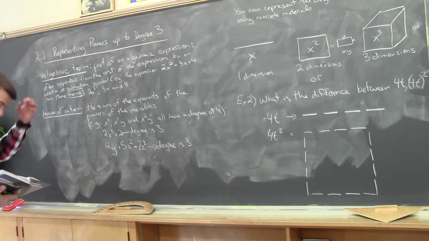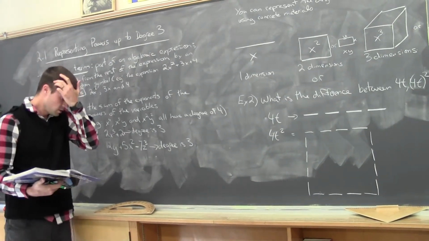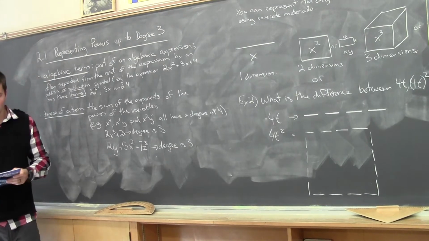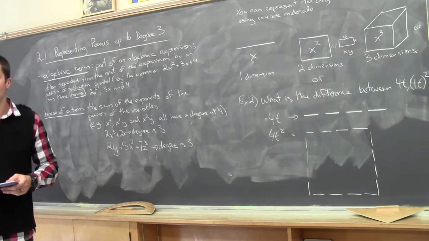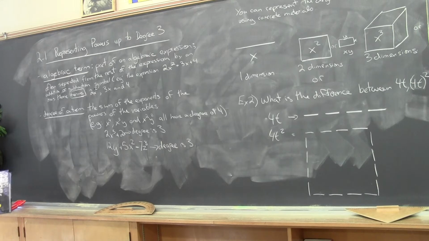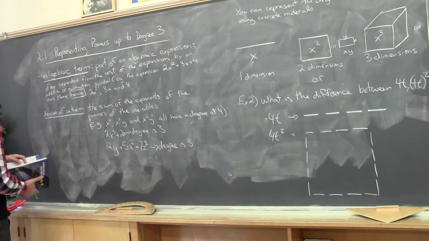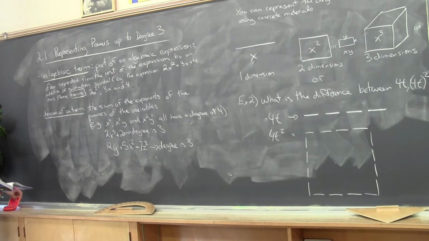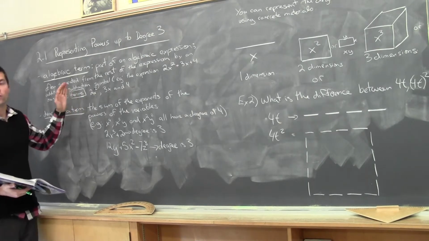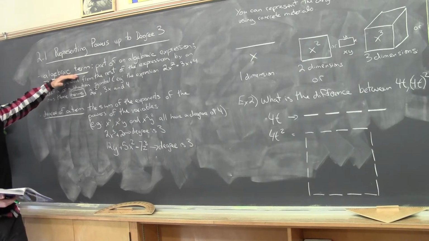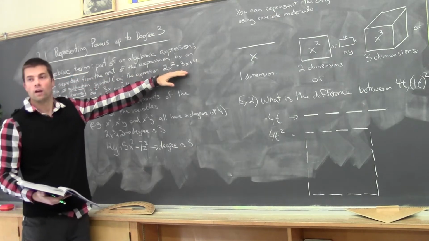Okay, this is 2.1 in your textbook, page 76. We're learning about representing powers up to degree 3, or 3 degrees in a sense. So, a couple definitions we need to understand. First is an algebraic term. Quick definition: an algebraic term, this guy.